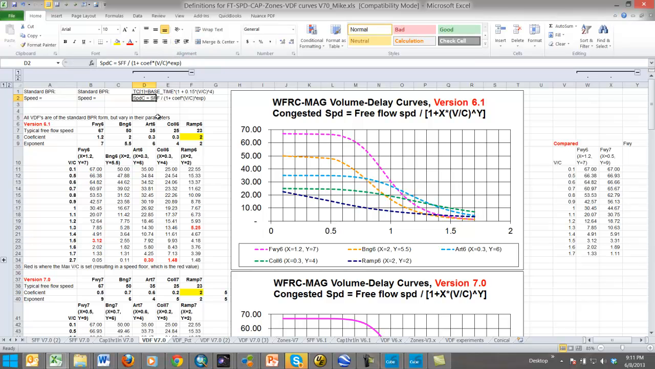But then as the years went on, lots of people started modifying that. They liked the format of the equation, but felt like they needed to modify the coefficient and the exponent to help with calibration and also to distinguish between different roadway types, because not all roadways degrade in quite the same way. It has to do with signals, and freeways are a different animal entirely.